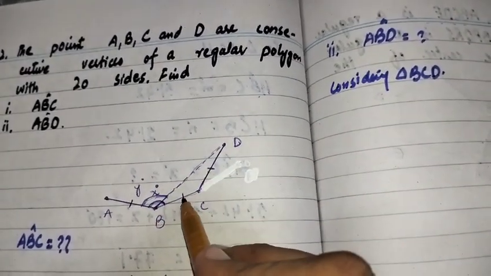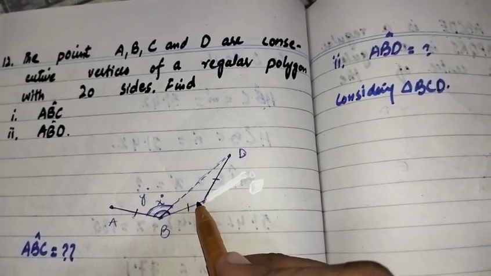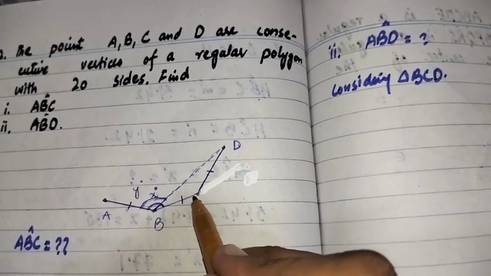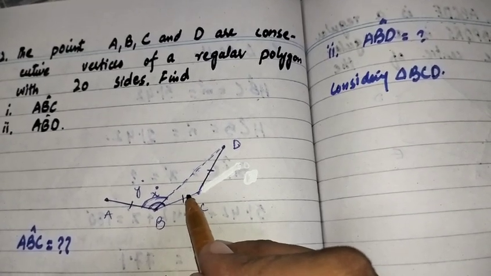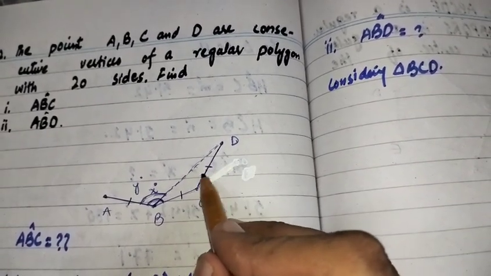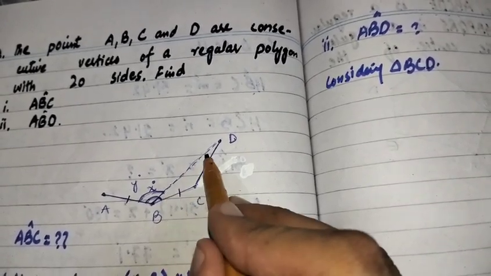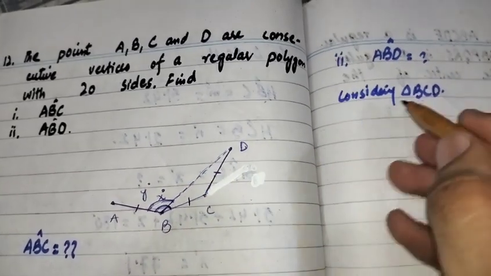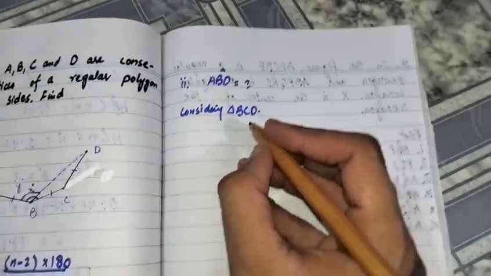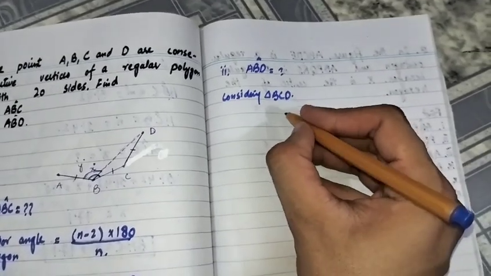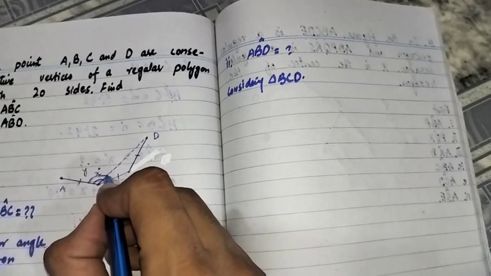In this triangle, this side is equal to this side, because these two sides are sides of our regular polygon, and in a regular polygon all sides are equal. So the angle opposite to this side and the angle opposite to this side are equal. In triangle BCD, I am giving this angle the name A degree.